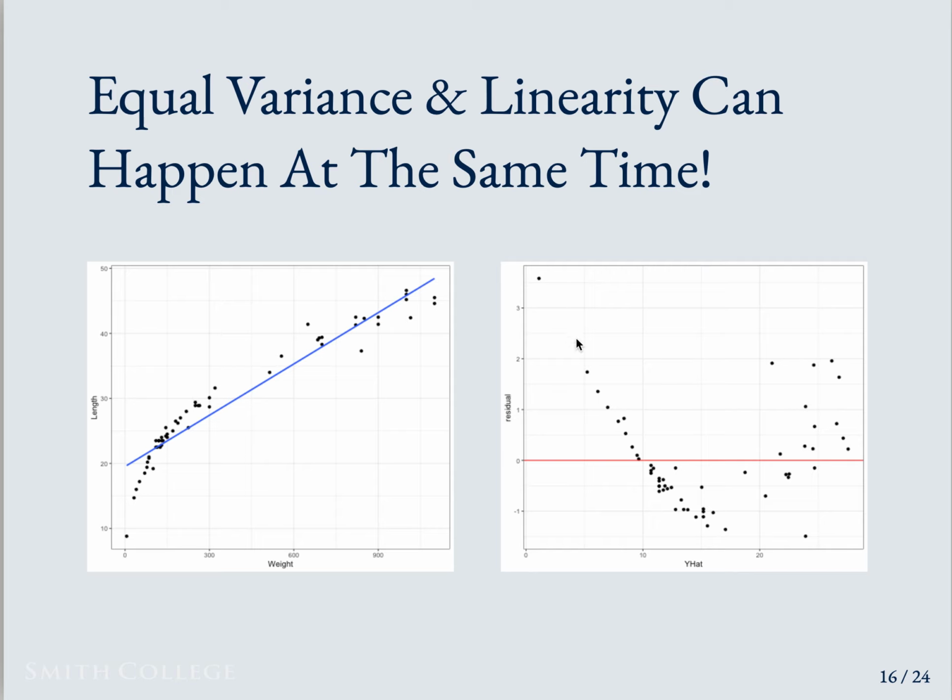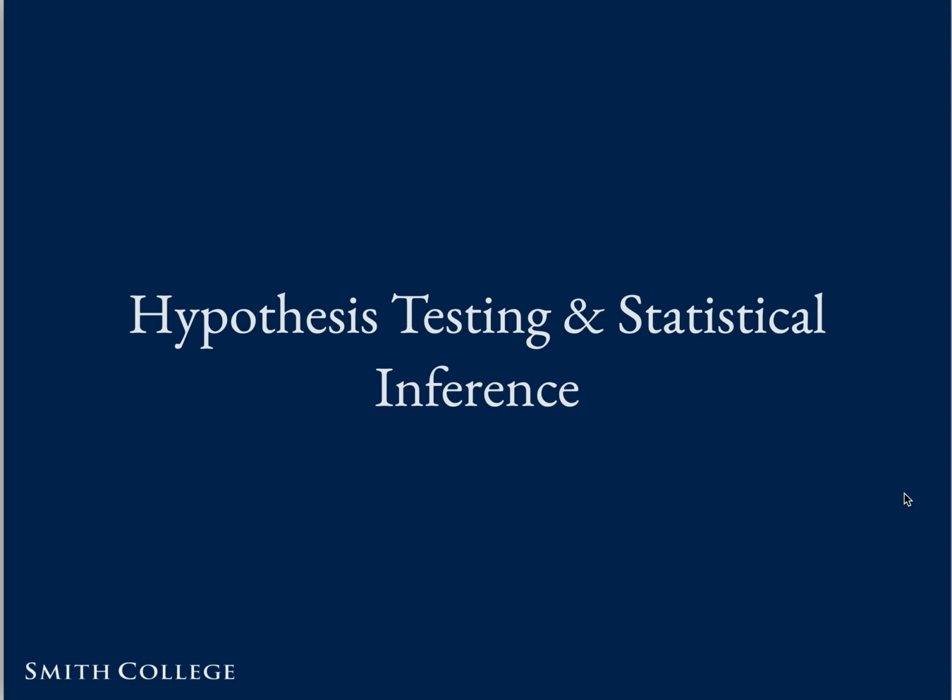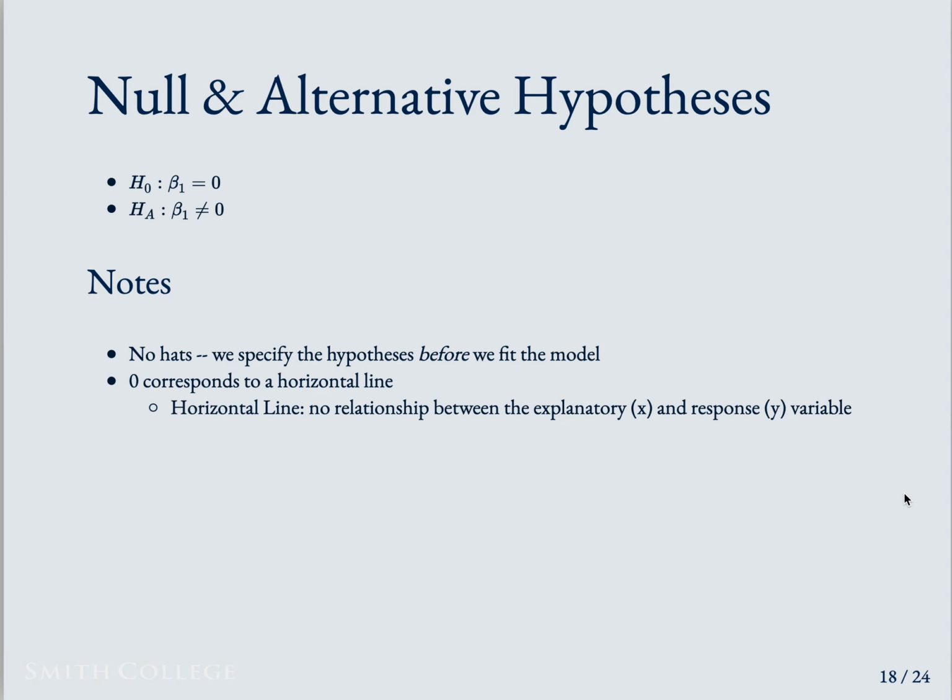So we can see that linearity is not being met in this residual fitted plot for sure, because we see this curved pattern, but we also see this spread that's happening at one part of the distribution of the data that wasn't in another. So these aren't mutually exclusive, and in fact, they could happen at the same time. So how does that connect to hypothesis testing?